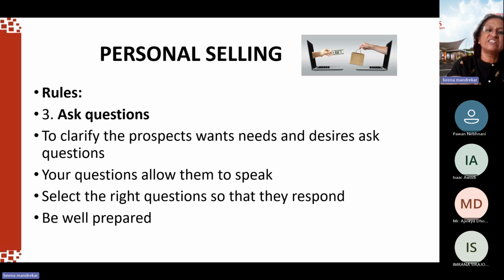Now, these are examples. So you ask questions and allow them to speak so that they respond. Select your questions so that they respond well and be prepared to answer their questions. Ask questions, answer them.